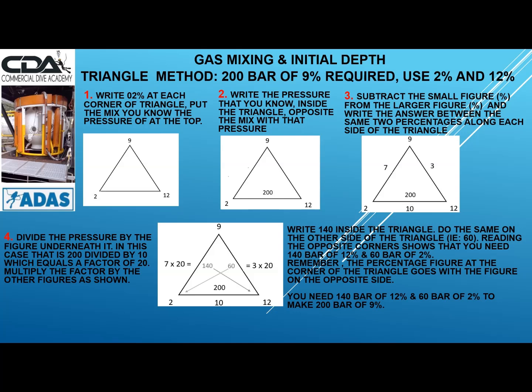Okay, so write 140 inside the triangle. Do the same on the opposite side, that is 60. Reading the opposite corners shows that you need 140 bar of 12% and 60 bar of 2%. Remember, the percentage figure at the corner of the triangle goes with the figure on the opposite side. So there's our answer. You need 140 bar of 12% and 60 bar of 2% to make 200 bar of 9%.